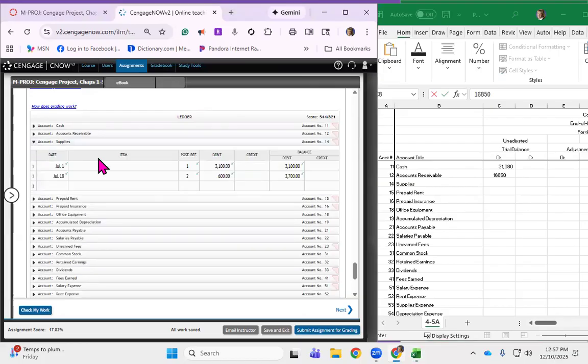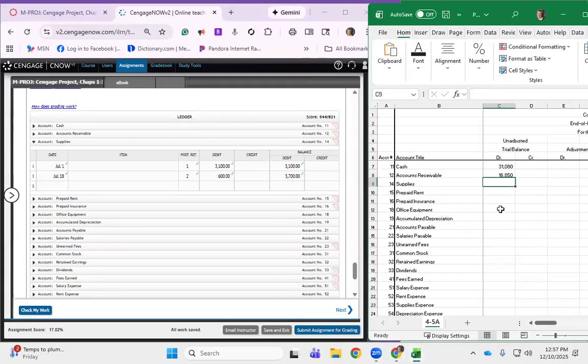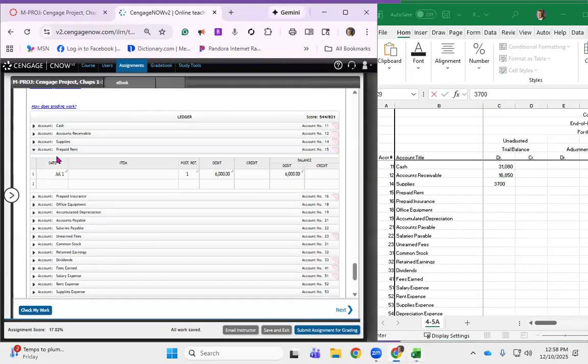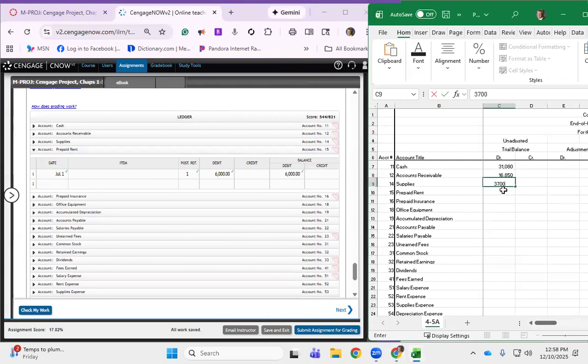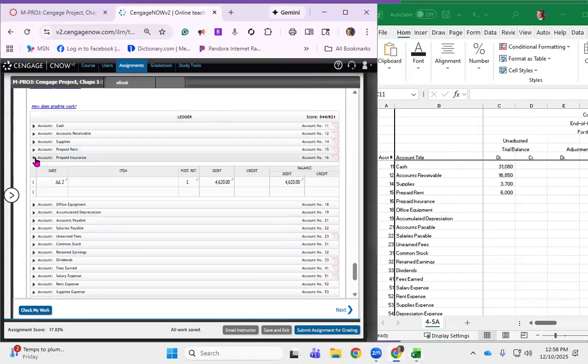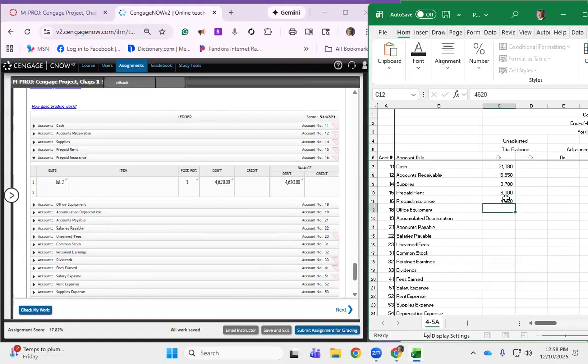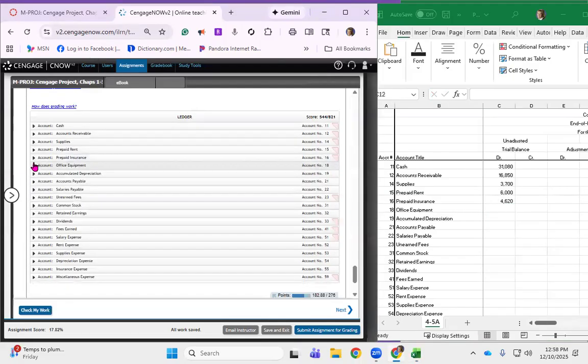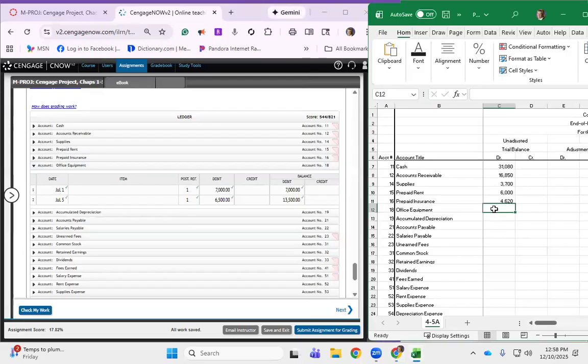My supplies has 3,700 in. You say, but there's still a line. Yes, we're going to use a line in supplies for an adjustment. Same with prepaid rent. Prepaid rent has 6,000 in it. Okay, prepaid insurance has 4,620. I just about said the wrong 4,620. Don't misread it. Office equipment 13,500.